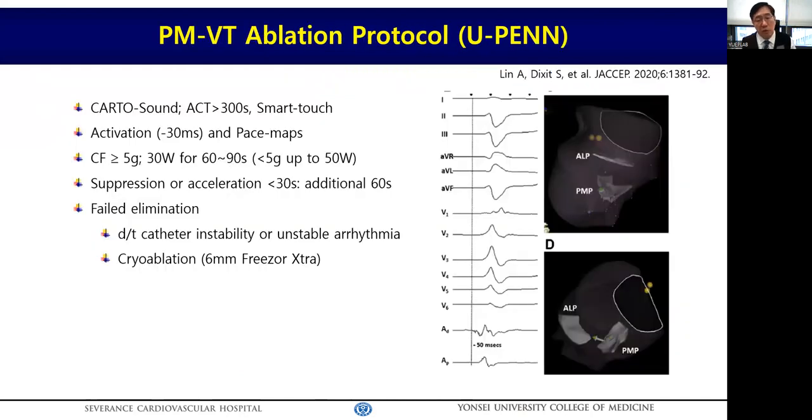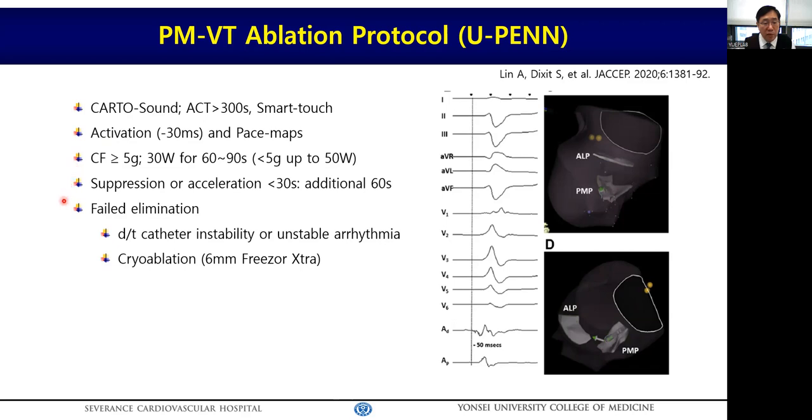This is the UPenn protocol for PAP VT ablation, and they are using CARTOSOUND and ICE guidance under ACT over 300. Based on activation and pace map, they apply 30 watts per 90 seconds at the target site with contact force over 5 grams. However, if contact force is less than 5 grams, they increase the RF power to 50 watts.